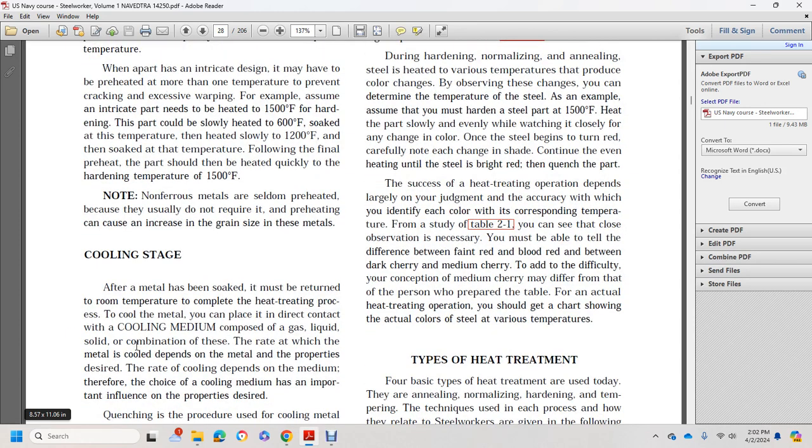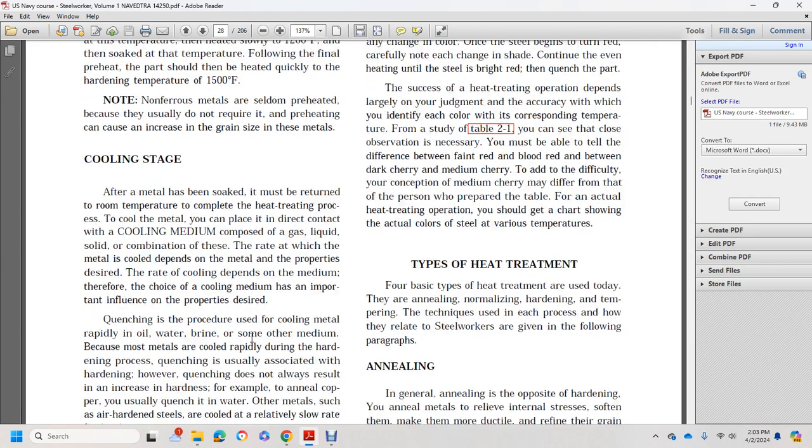Cooling stages. After the metal has been soaked, it must be returned to room temperature to complete the heat treating process. To cool the metal, you can place it in direct contact with a cooling medium composed of a gas, liquid, solid, or a combination of these. The rate at which the metal is cooled depends on the metal and the properties desired. The rate of cooling depends on the medium. Therefore, the choice of the cooling medium has an important influence on the properties desired.